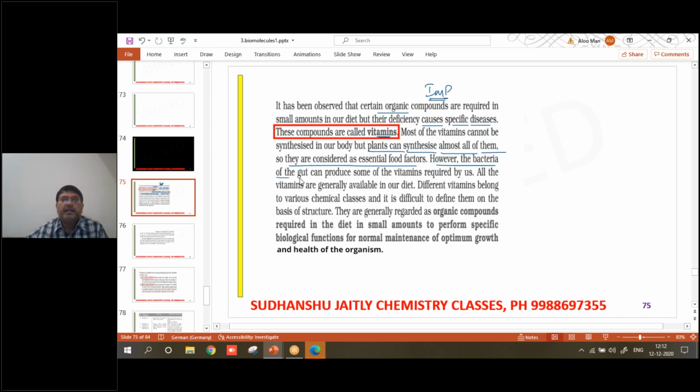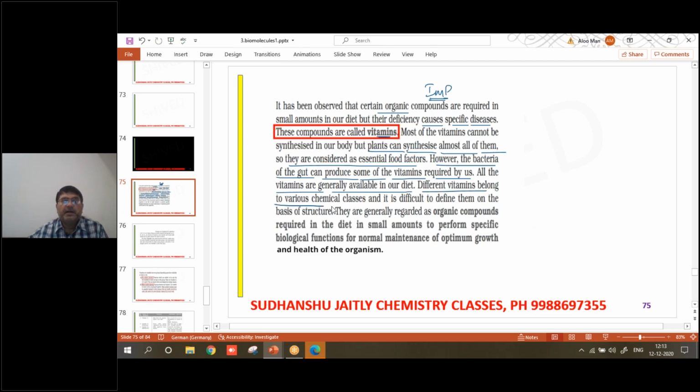However, the bacteria of the gut can produce some of the vitamins required by us, for example, vitamin B complex. So whenever you take antibiotics, that is going to destroy the flora and fauna of your gut. So you lose that friendly bacteria also. So the problem is definitely there. So your doctor will be giving you some probiotics and prebiotics to restore that. All the vitamins are generally available in our diet. Generally, I said, not 100 percent.